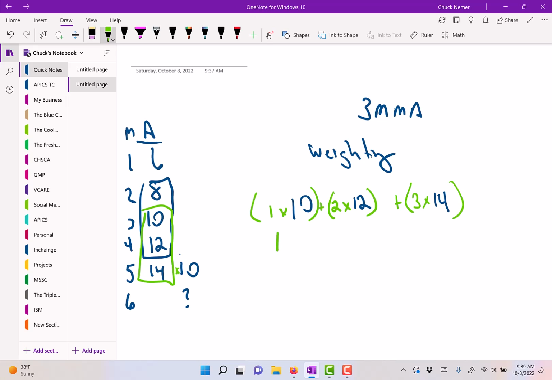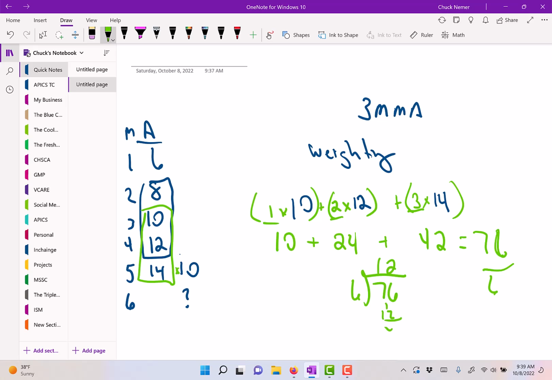But if we multiply these all out, we get the following: 10 plus 24 plus 42. So we add those up and we get 76. And then we average it out by dividing by 3 plus 2 plus 1, because there's essentially 6 data points. And so 6 into 76 is roughly about 12.67.